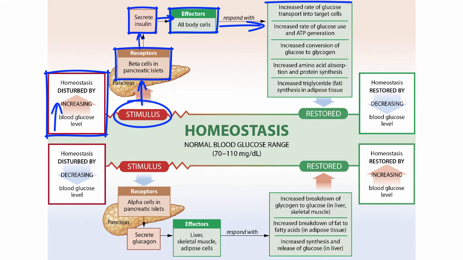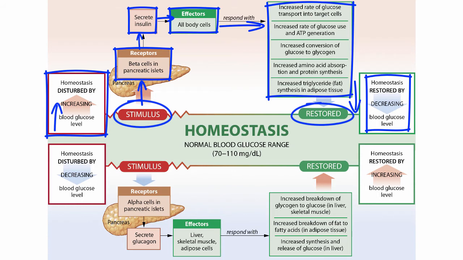The rate of glucose transport and absorption into target cells is increased. These cells also increase the rate at which they use glucose to generate ATP. They also convert more glucose into stored glycogen for future use, especially in skeletal muscle and liver. They increase the rate of amino acid absorption and protein synthesis to prevent the conversion of amino acids to glucose, and increase triglyceride synthesis in adipose tissue to store energy for future use. All of these responses result in a return to normal blood glucose level, which restores homeostasis.